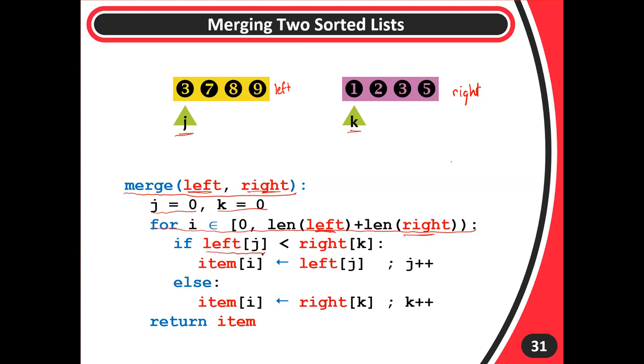And then we compare the current index of the left to the current index of the right. And if it's smaller, we put it in our new list. Otherwise, the right is smaller and we put it in this new list, and if we move the item from the left list, then we increment the left pointer. If we move the item from the right list, then we increment the right pointer. And then at the end, we return our merged sorted list. Okay. Questions?